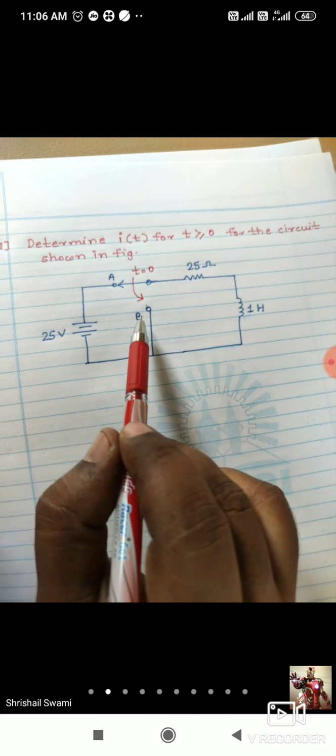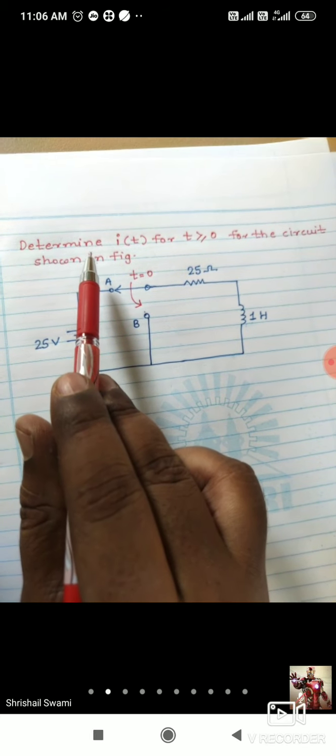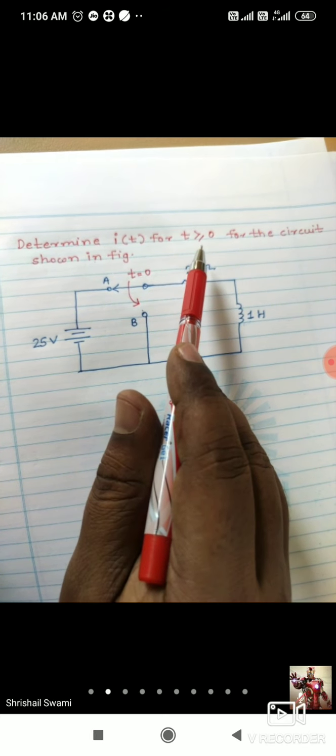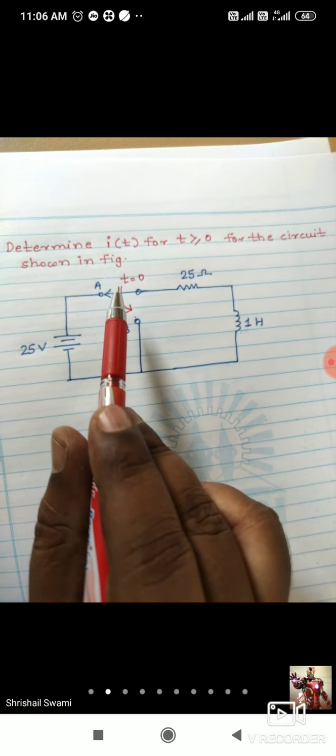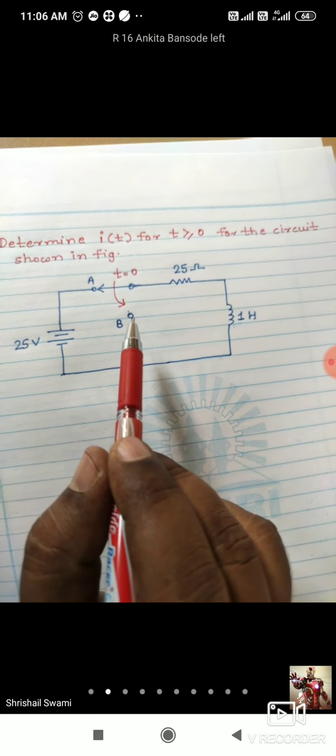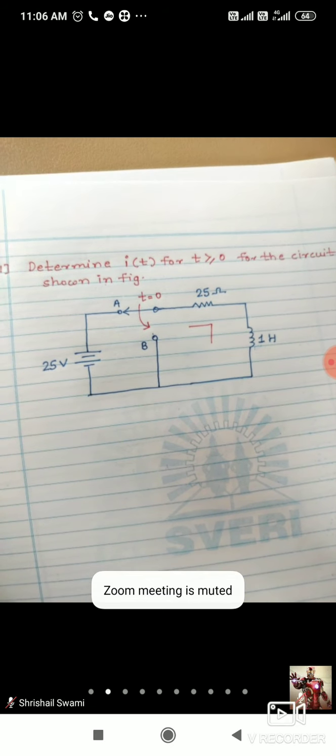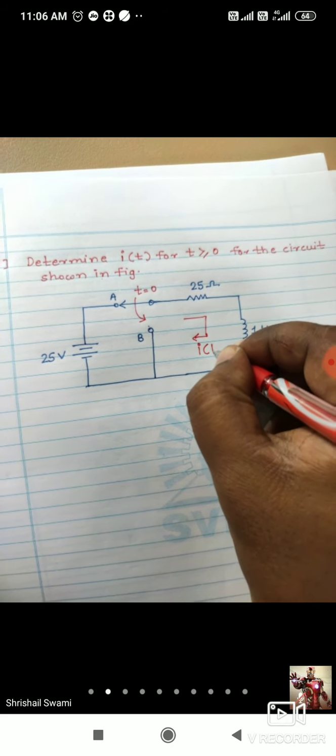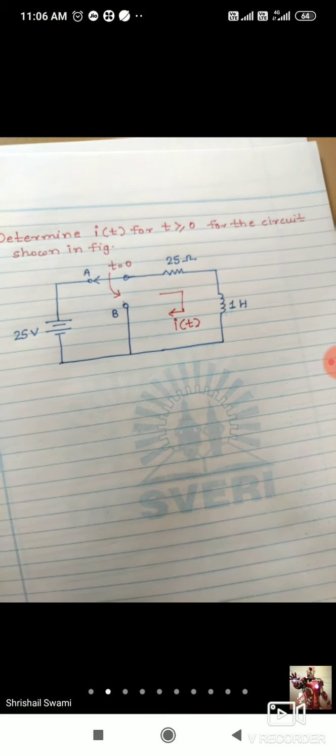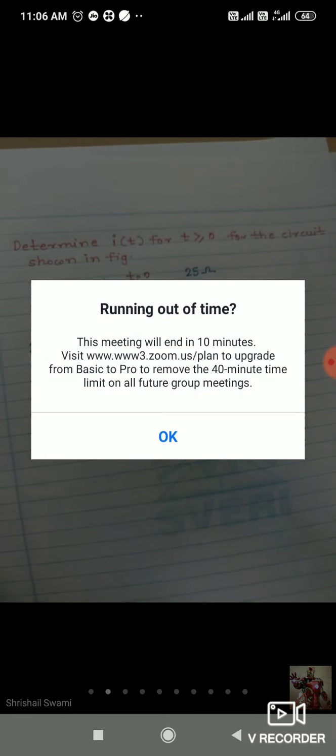So at t is equal to 0, the switch is moving from A to B. So you have to determine I of t for t greater than equal to 0. म्हणजेच जेव्हा स्विच ए पासून बी कडे शिफ्ट होईल तेव्हाच तुम्हाला करंट फाइंड आउट करायचे. So this will be the direction of current that you have to find, I of t. So you have to find out I of t for t greater than or equal to 0.